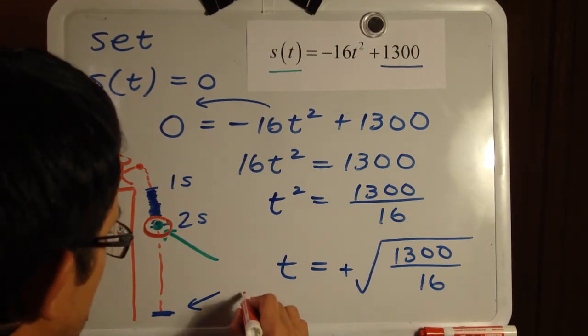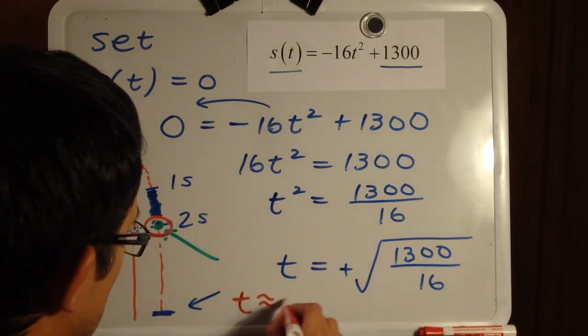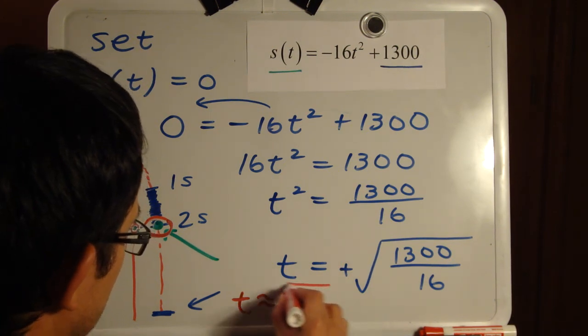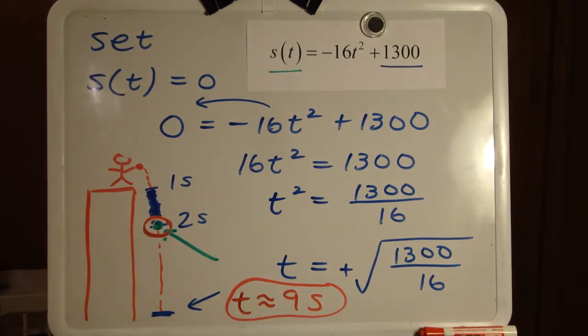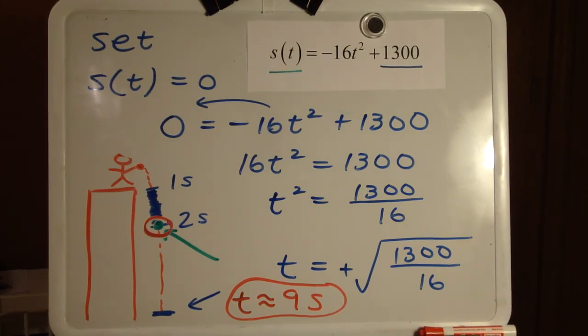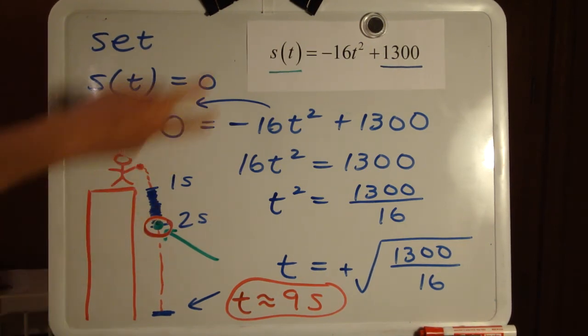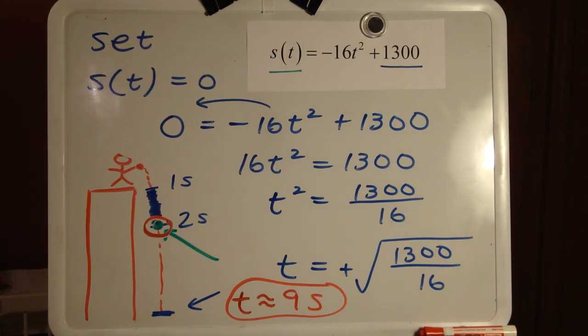Okay, so we can give our answer here. t is about 9 seconds. It's a pretty sensible answer here, thinking about a building that's about 1,300 feet. And of course, when we're doing this entire problem and using this equation, we're assuming there are no external forces, right, that are acting on the penny.